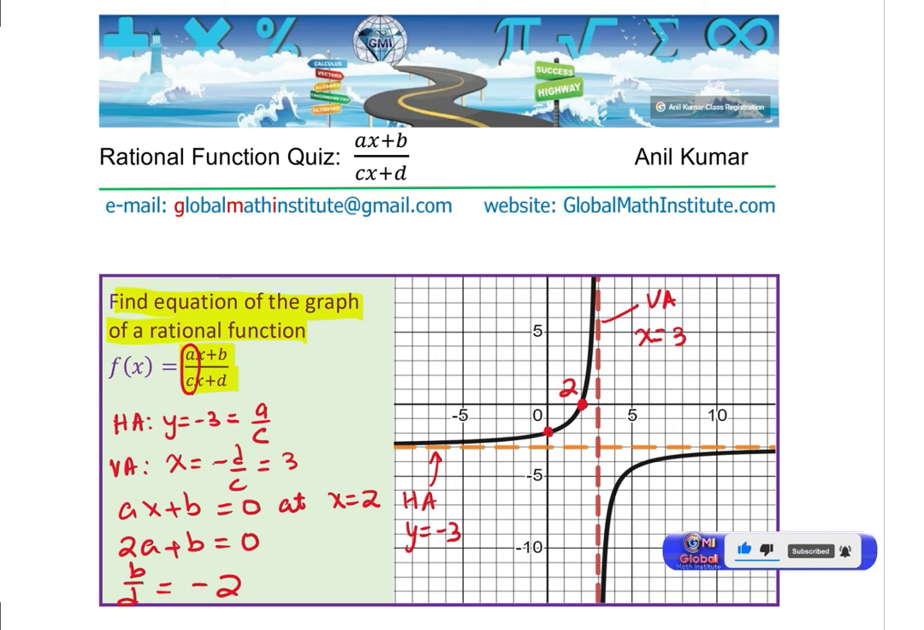Perfect? So with that, we come to an end to this particular exercise of finding parameters and characteristics of rational functions of the form ax plus b over cx plus d.